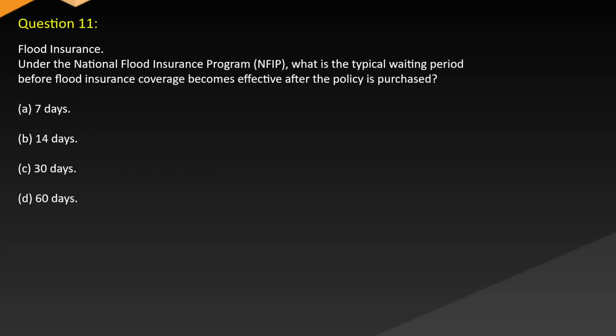Question 11. Flood insurance. Under the National Flood Insurance Program (NFIP), what is the typical waiting period before flood insurance coverage becomes effective after the policy is purchased? A. 7 days. B. 14 days. C. 30 days. D. 60 days.